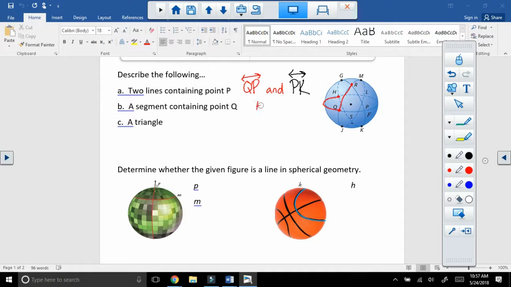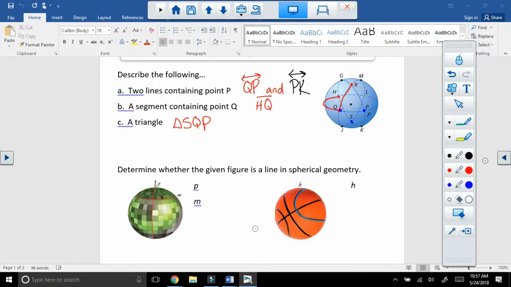I'm going to say HQ and just name it as a segment. And then in this triangle, we just want to name any triangle. Let's go with triangle SQP. So just kind of getting some of these definitions onto the sphere.